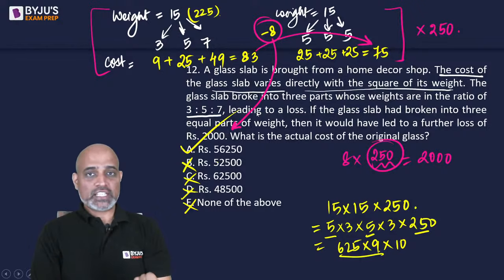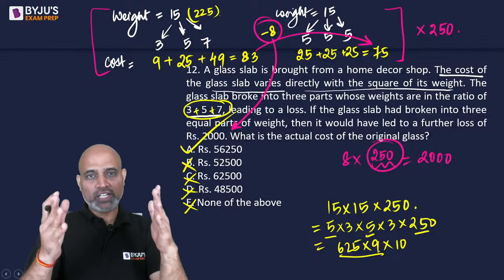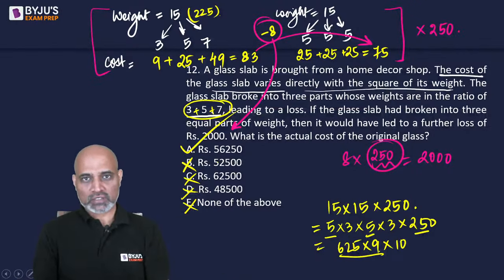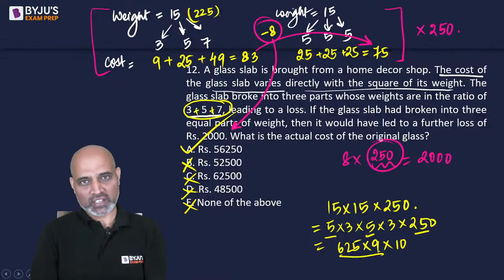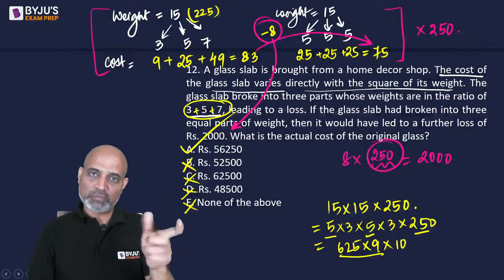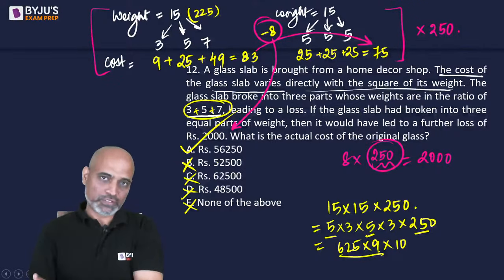The initial weight is 15. How do I know it's 15? Because the ratio is given. From here I can add them. देखो 15 ही 3, 5, 7 में break होगा ना? The smallest number 15. Or you can take 150 also, but बड़े number क्यों लेना है? So take the smallest number, which is 15. Only 15 can break down in 3, 5 and 7 because 3 plus 5 plus 7 is 15.